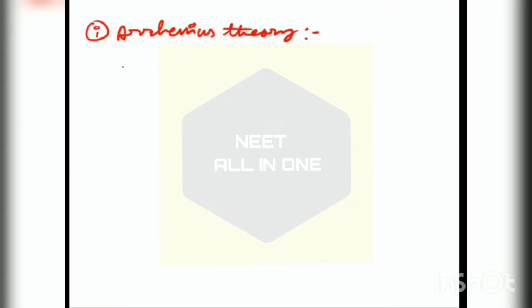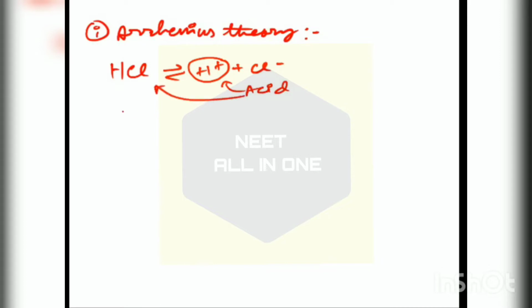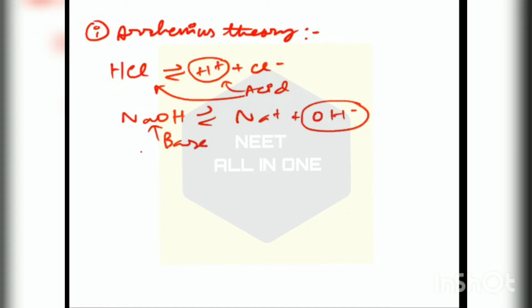That means, let us suppose this HCl, we can just write it as H plus and Cl minus. So here it gives us an H plus ion, that's why it is an acid. But what happens in case of NaOH? It gives us the ions Na plus and OH minus. See, here it gives us OH minus ion, that's why it is called a base according to Arrhenius theory.